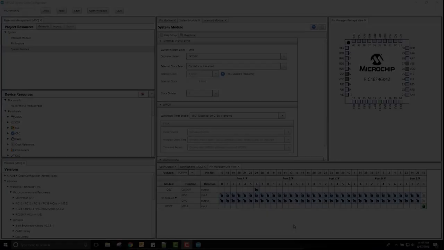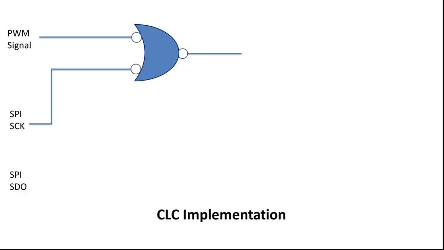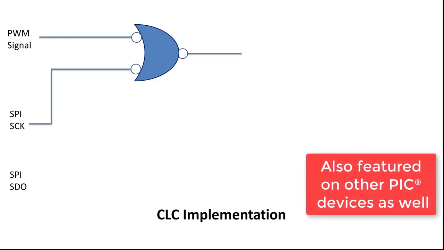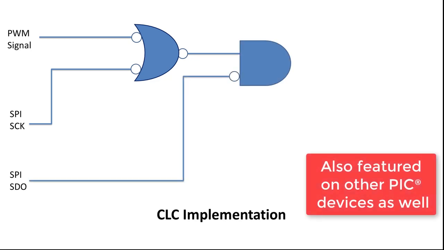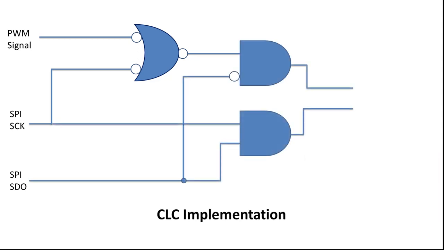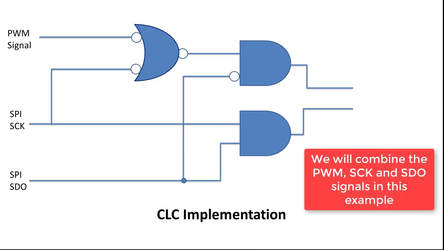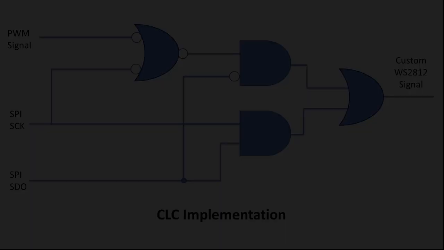I have my MPLAB Express project configured for the PIC18F46K42 and my MPLAB Code Configurator opened. The Configurable Logic Cell peripheral featured on devices in the K42 product family can be used to combine other peripheral signals into a single signal that the NeoPixels can understand. We will first start by configuring all of the inputs for the CLC.